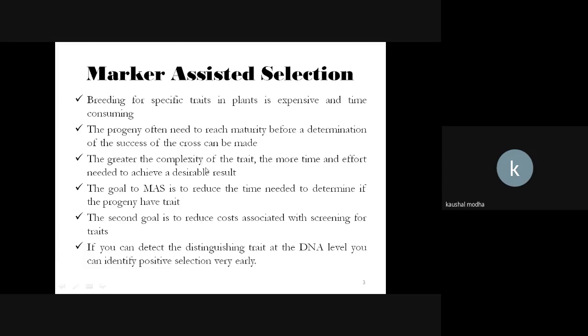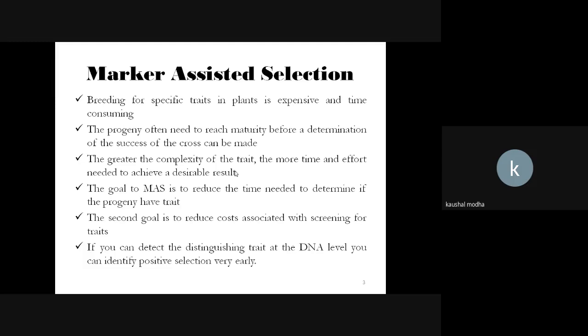The more complex the trait, in the case of conventional breeding, the more time, effort, and cost are involved in phenotypic screening. So for complex traits, like abiotic stress resistance and others, marker-assisted selection may be helpful. The major goal of marker-assisted selection is to reduce time and cost, and also the number of individuals you are handling. It also reduces the population size to be handled. And because codominant markers are available, we can distinguish heterozygous individuals from both the homozygotes.